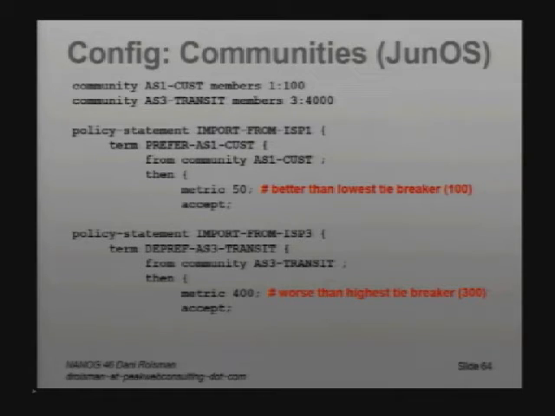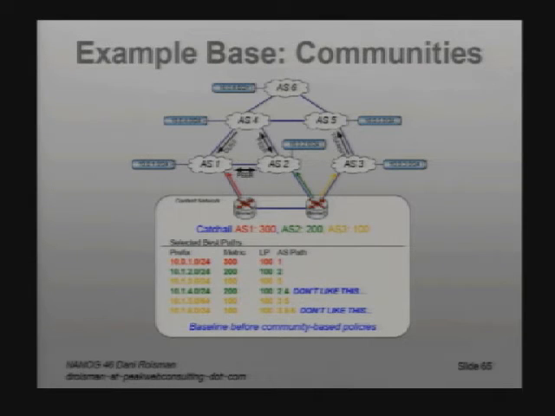In Junos, very similar. You define a named community, and you reference it in your policy from community metric. So here's what it looks like. Let's say we just started with the metric system, and we have these two routes here.